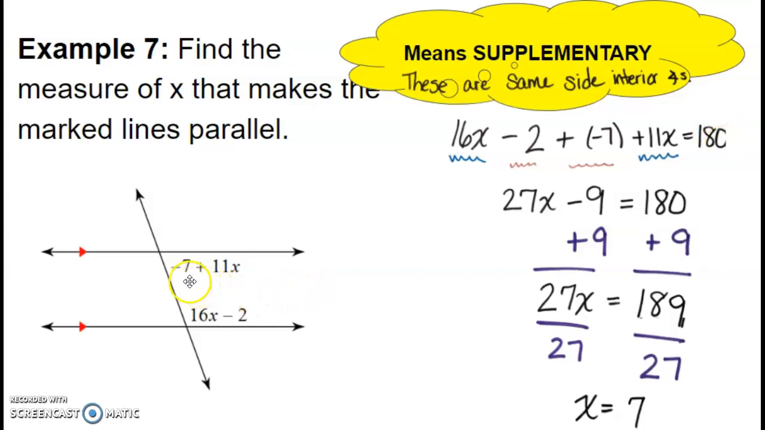So we are adding 16x minus 2 plus negative 7. Remember to put that in parentheses so that you don't confuse your operations. Plus 11x. Solve this through to get x is 7. Ooh, I almost said that wrong.